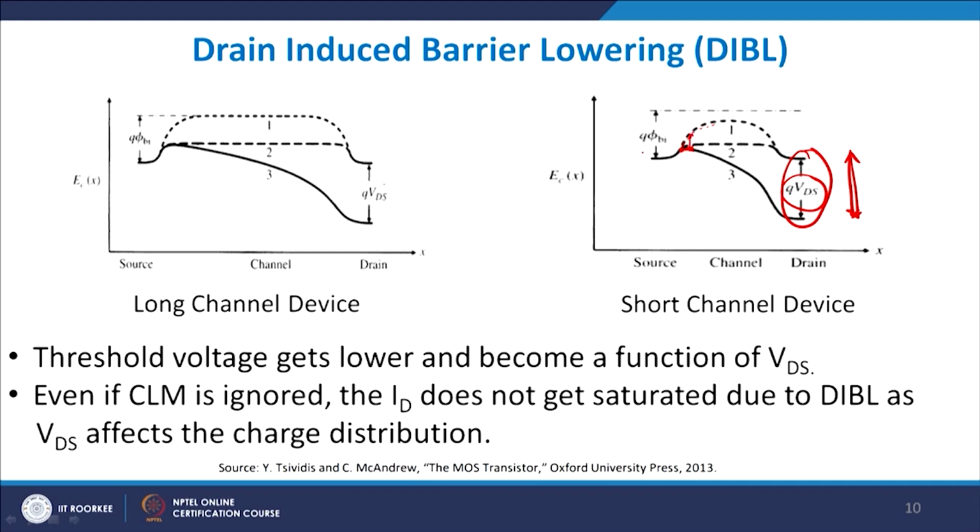As a result, it affects and lowers the threshold voltage. The reason being your built-in voltage is reduced, because of the DIBL effect. As a result your charge carriers become more and more, current becomes more and more, and it affects the charge distribution model for this case.